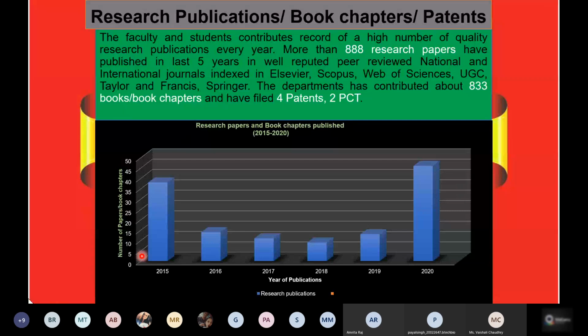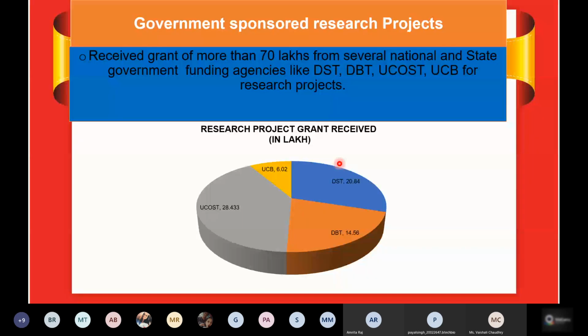This pie chart is showing the sponsored research projects. When I'm saying sponsored, it means research projects which have been sponsored by different funding agencies, like the Department of Science and Technology, Department of Biotechnology, then UCOST, Uttarakhand Council for Science and Technology, and different funding agencies in the state as well as in the center. They fund the grant for doing the research, and this pie chart is showing the different research projects which have undergone or are undergoing.